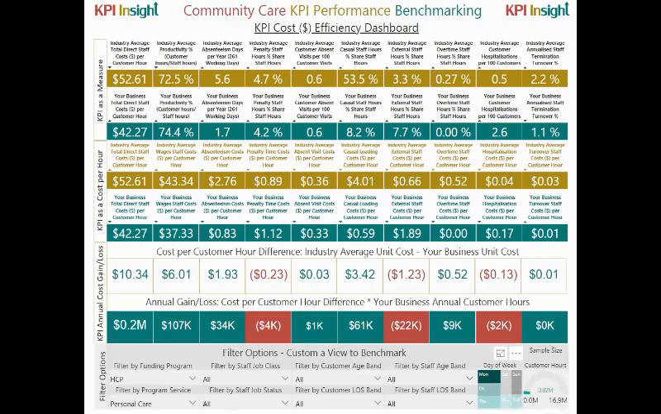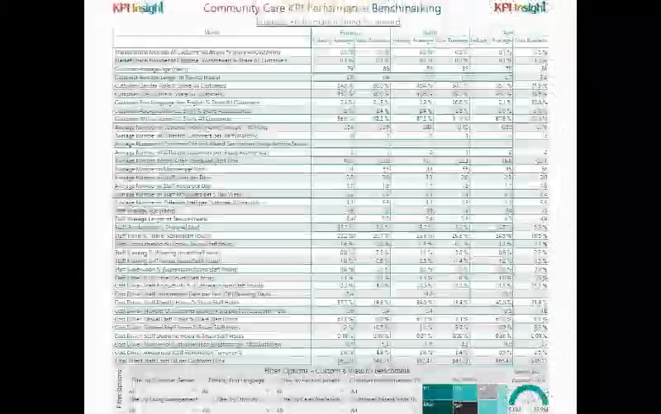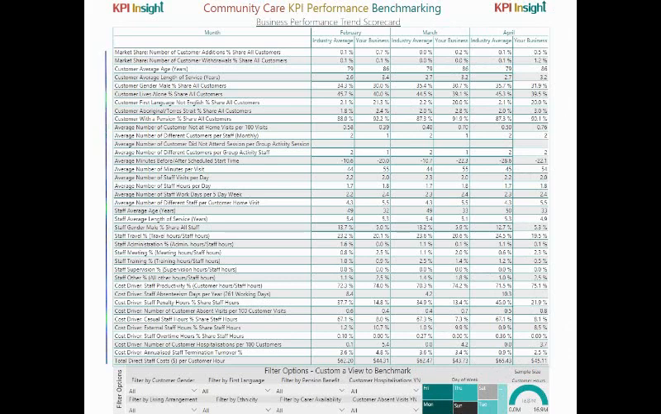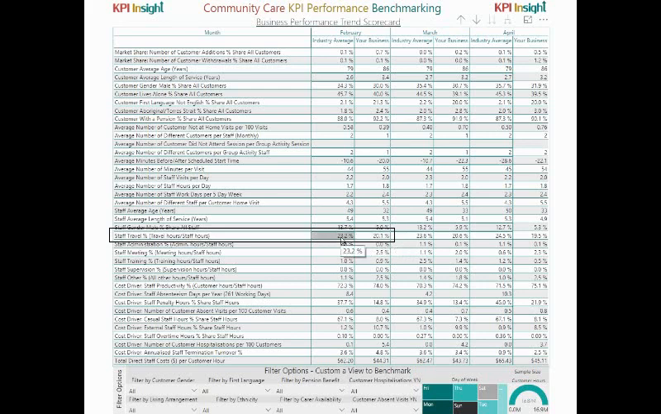Next, you'll need to understand what KPIs are backseat driving the cost drivers. Included in the Business Performance Trend Scorecard, 40 KPIs trended across the last 3 months. Why is my productivity higher? The answer is proportionally less staff travel time. Your staff are consistently spending less time in the car and more time with your customers.